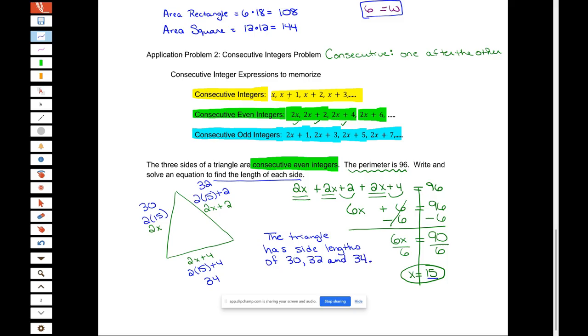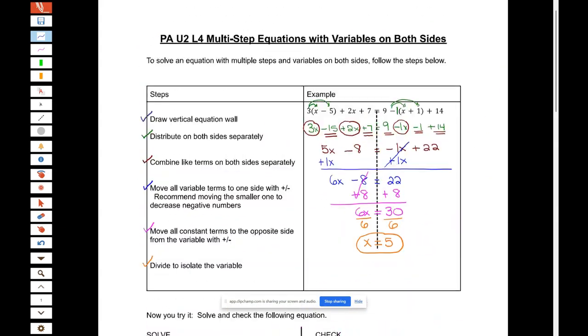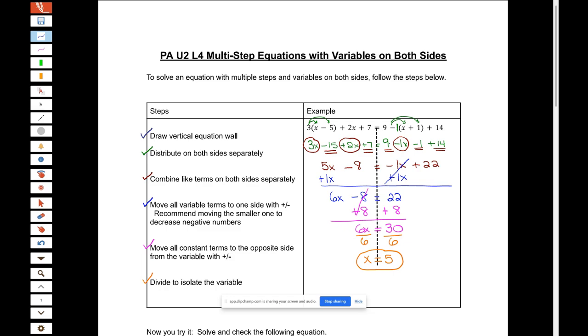Okay, so now you have examples of those kinds of problems to use. That is the end of this lesson. Join us for the next one where we are going to start working with equations that have special solutions that aren't just single numbers.